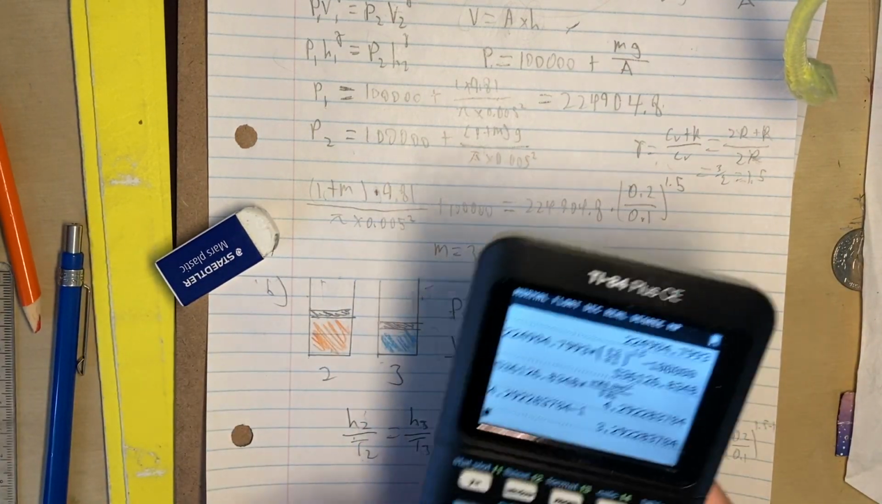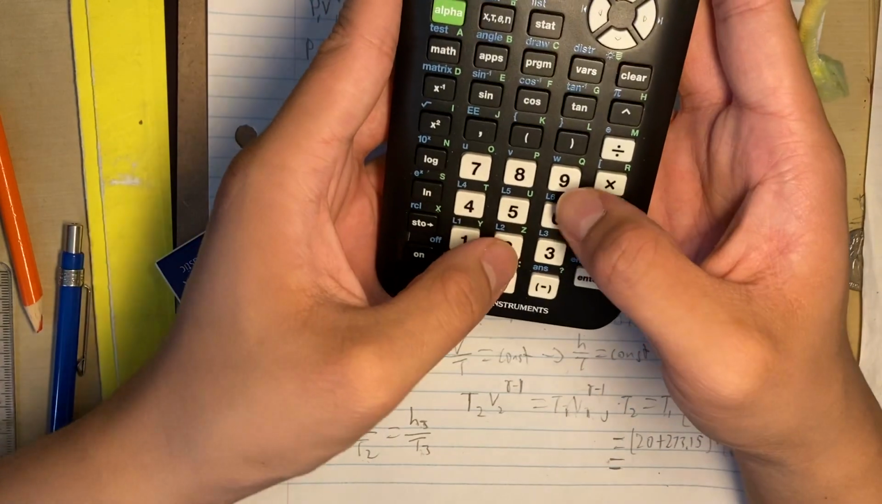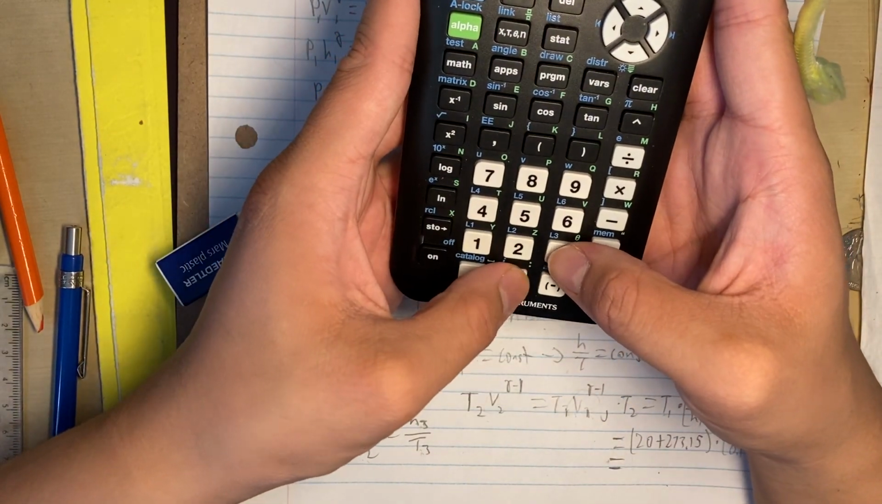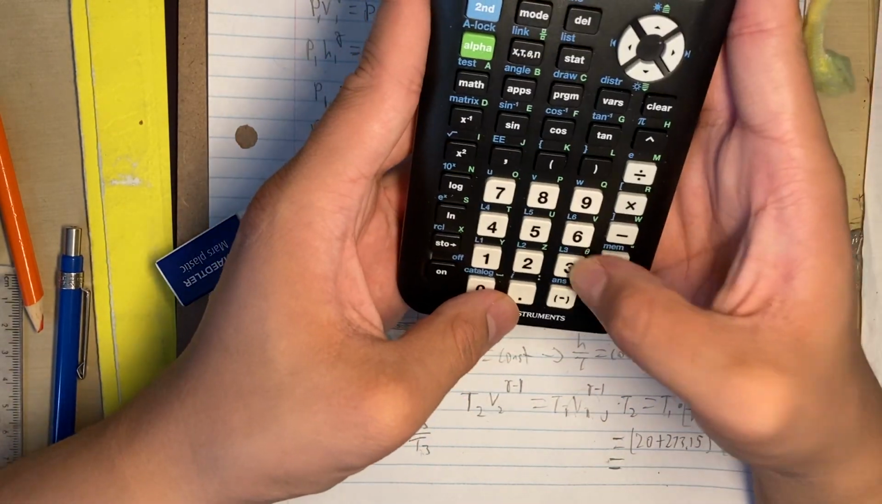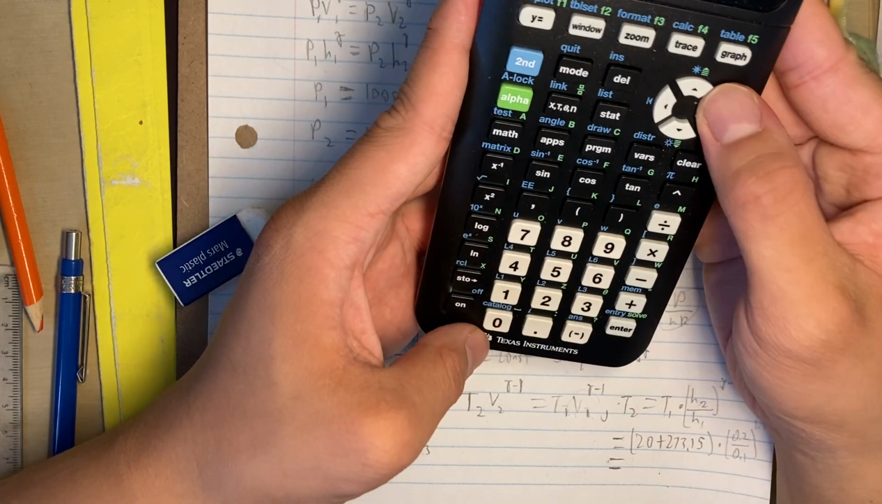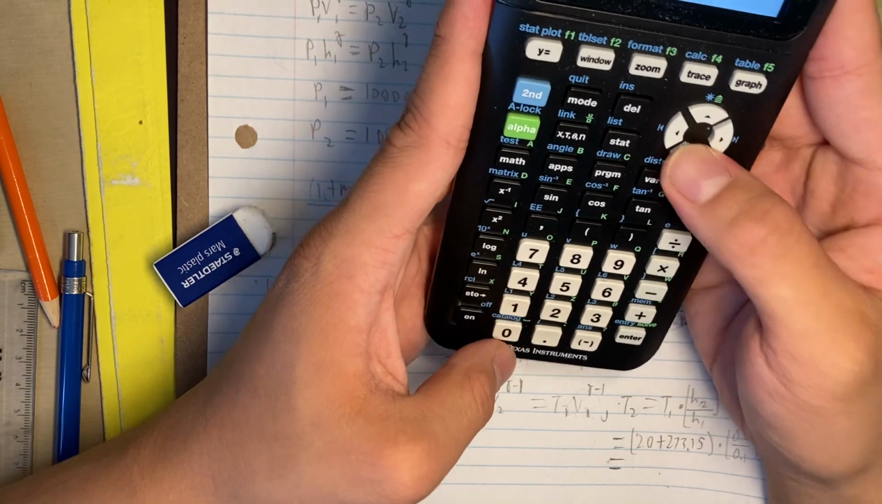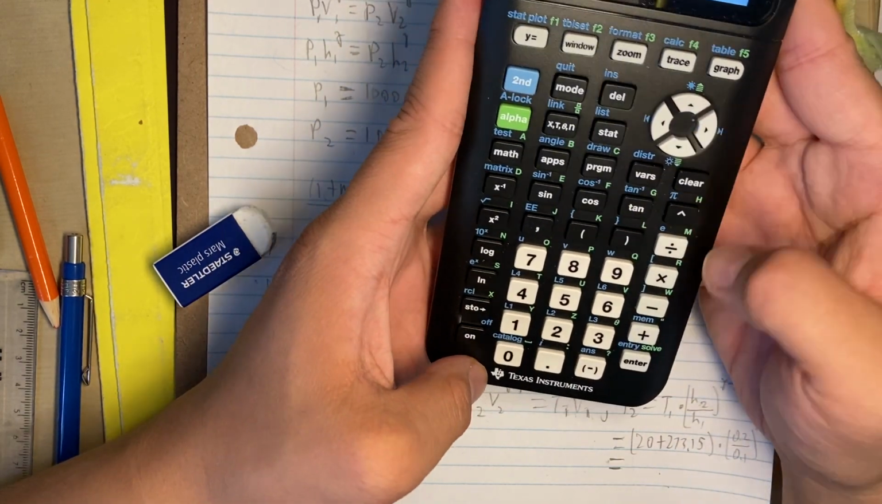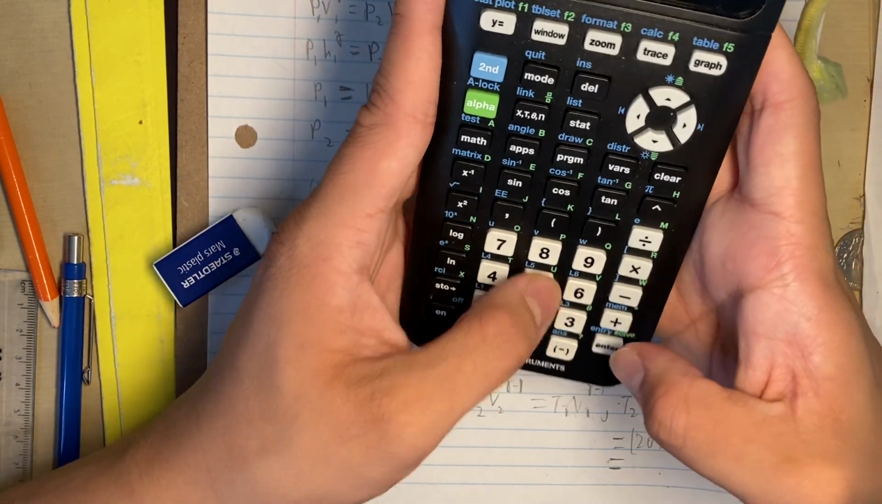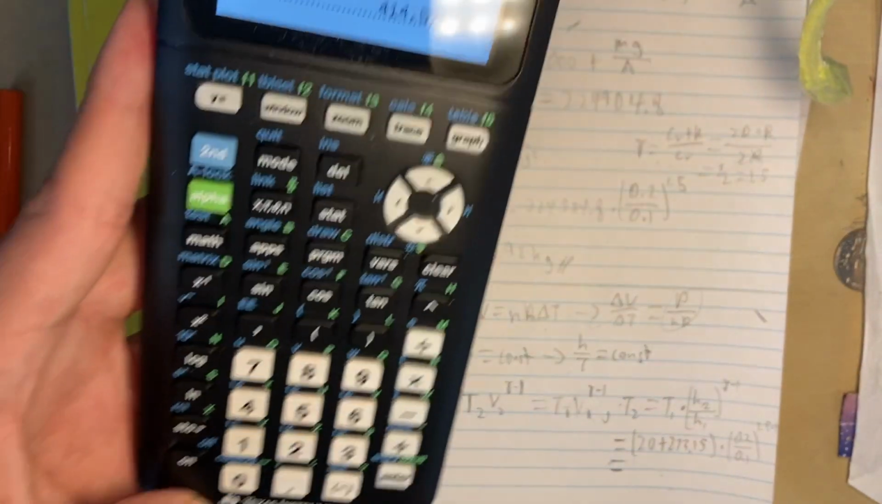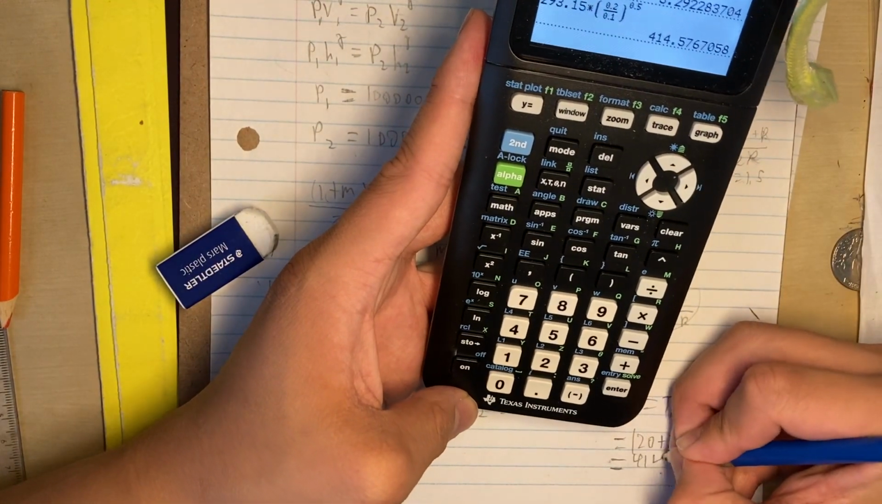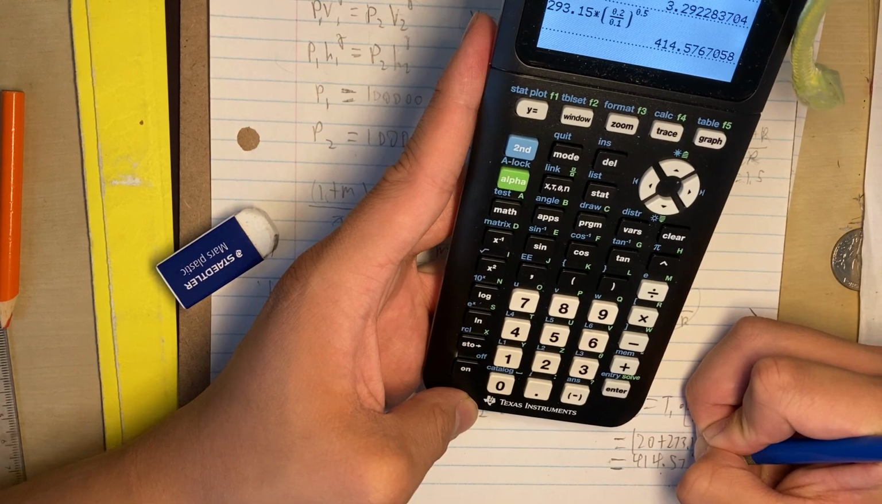And the temperature number 2. Plug it in. Let's see, 293.15 times 0.2 divided by 0.1, to the power of 0.5, equals 414.577.